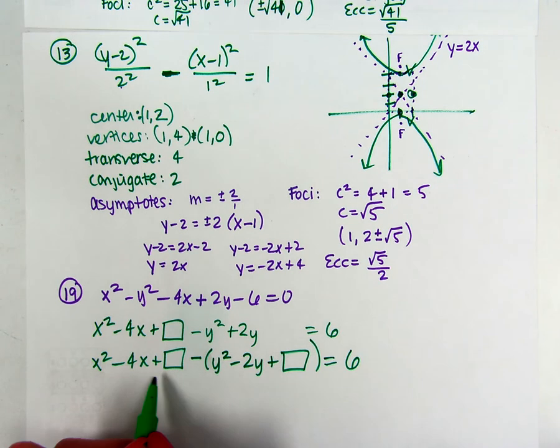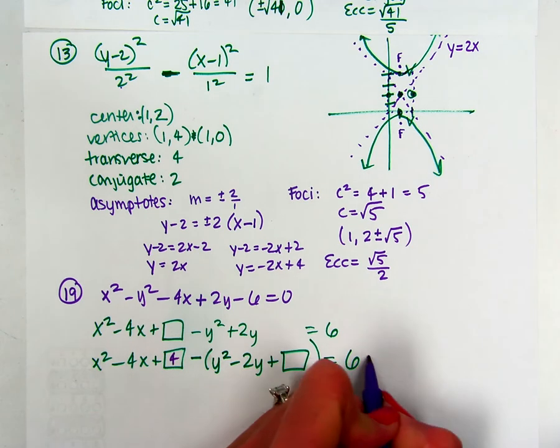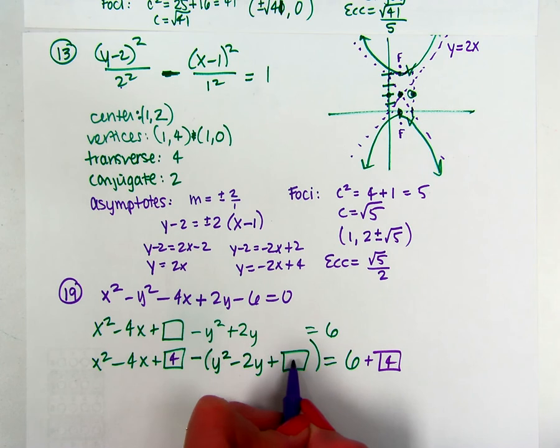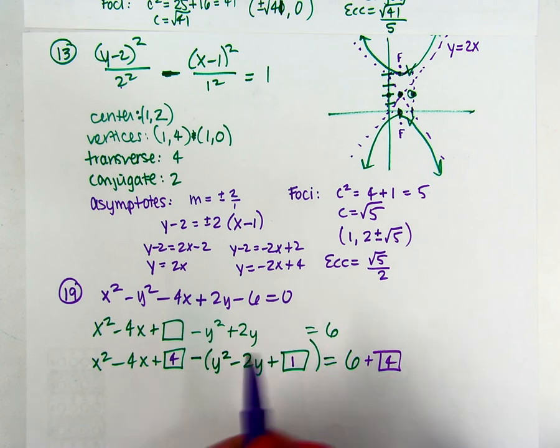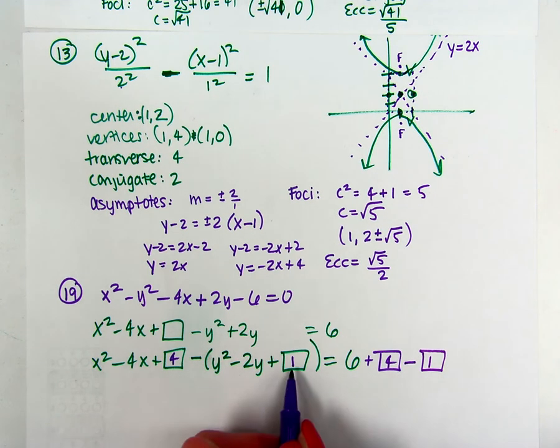All right, so now you complete the square. So what's half of negative 4 squared? That's 2. 2 squared is 4. So if I add that to the left side, I have to add it to the right side. Half of negative 2 is negative 1. Squared is 1. Now, be careful. I didn't add 1. I actually subtracted 1. So you have to subtract this box here.